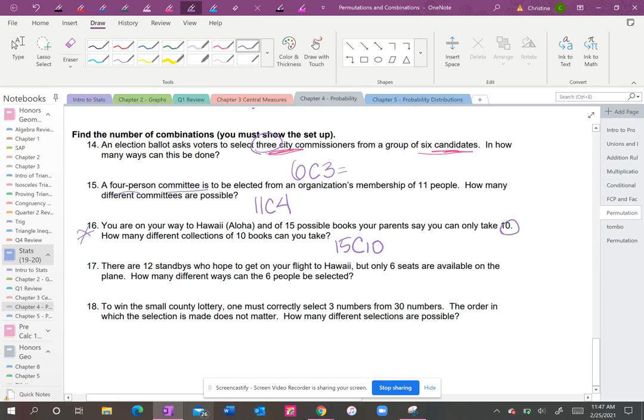Again, there are 6 seats that are left on a flight. Maybe it's to Hawaii. Oh, you're going to Hawaii. Perfect. And there are 12 people that can be chosen. Again, you are going to be assigned a seat, but in this case, it doesn't matter. As long as you get on the flight, you're on the flight. It doesn't matter where you're sitting, technically.